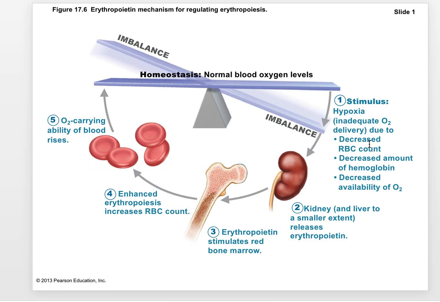This just shows that the mechanism for regulating red blood cells is under negative feedback control. Hypoxia is the stimulus. It is inadequate oxygen delivery, which is going to cause the kidney to release erythropoietin. Erythropoietin stimulates red blood cell growth from the bone marrow. It's going to increase red blood cell count, which is going to increase the oxygen carrying capability of the blood. And so more oxygen is going to be carried in the blood, which is going to counteract the hypoxia that started this effect.